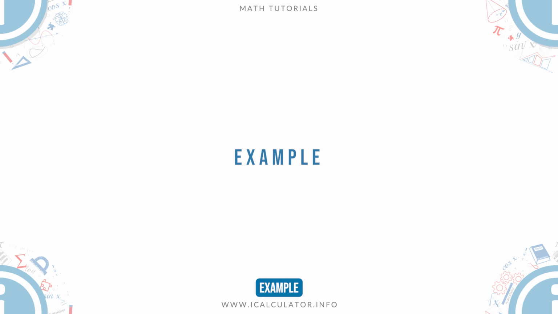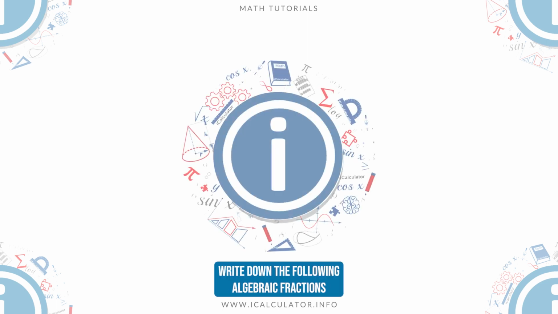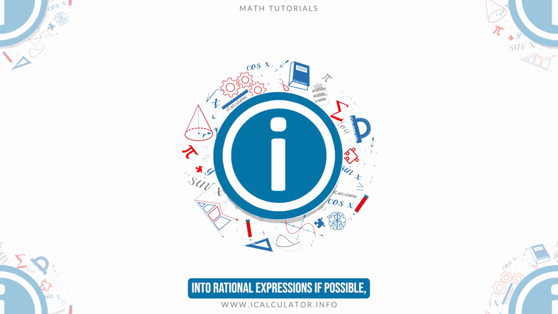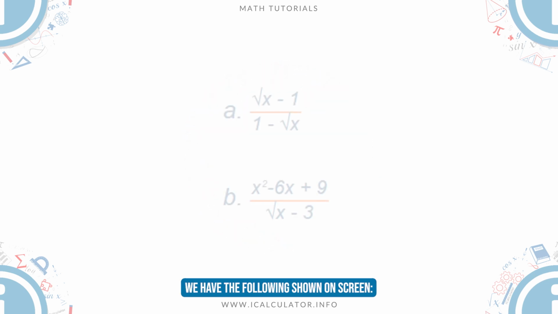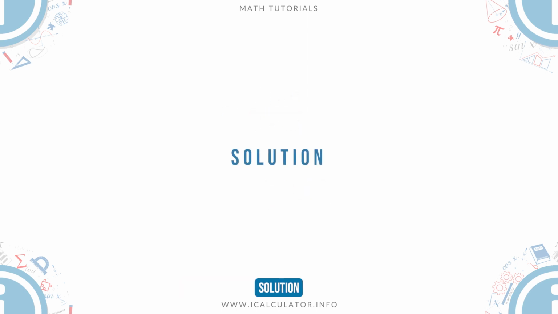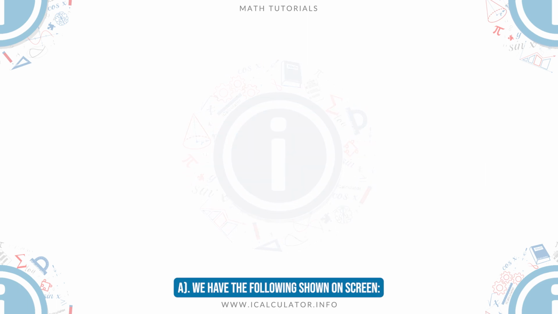Example. Write down the following algebraic fractions into rational expressions if possible. We have the following shown on screen. Solution. A. We have the following shown on screen.